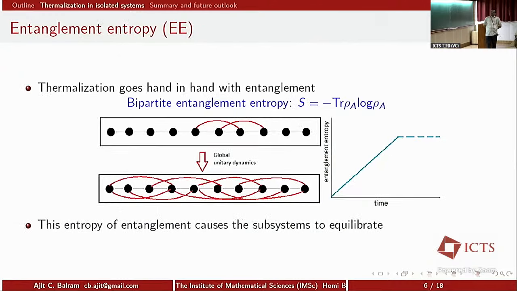Okay. So concomitantly, thermalization actually goes hand in hand with entanglement. In general, if you ask how thermalization grows in a chaotic or ergodic system, then the entanglement entropy of these systems goes as a volume law. If you just look at a small system, then it's densely connected to all the other members of the other subsystem.